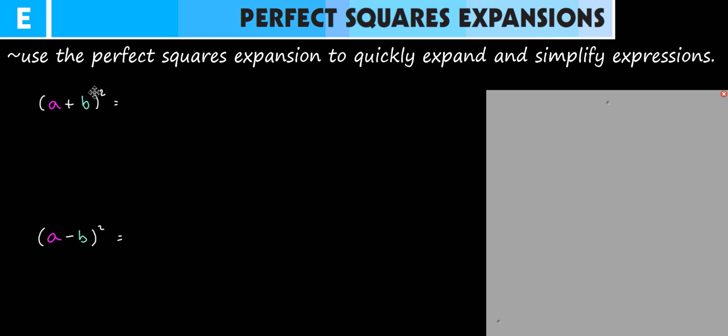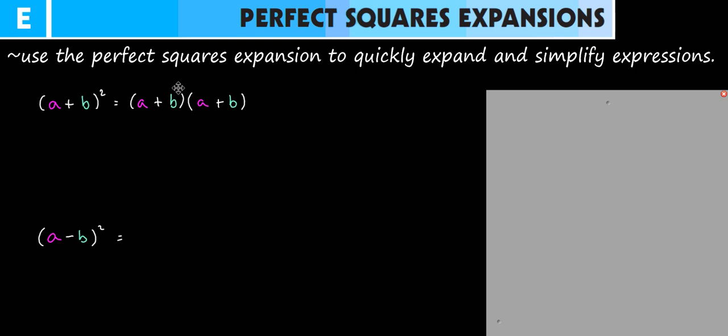Well, square comes from the fact that we are squaring something, but we're just taking one set of parentheses and squaring that. That's a perfect square expansion. So what does a perfect square expansion look like? Well, it's taking that one set of parentheses and multiplying it by itself. That's what this looks like.